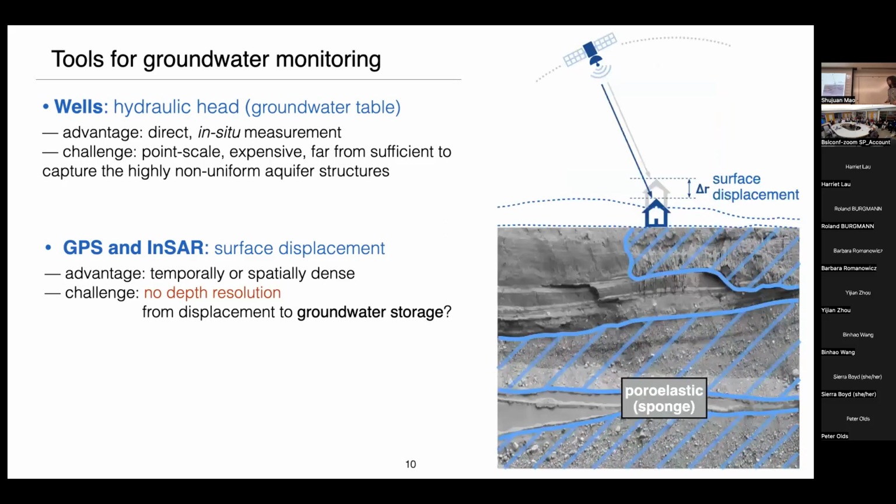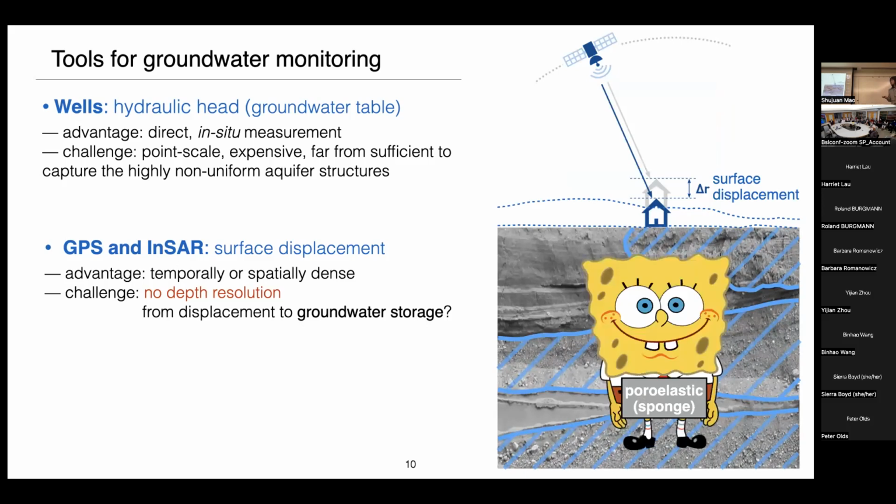So the basic mechanism for this drastic subsidence or uplift is that this poroelastic aquifer or sediment medium is acting as a poroelastic sponge soaked in water, just like this. So if we could measure at the surface how much this sponge is dilated or squeezed, we would be able to infer the changes in pore pressure and thus groundwater level.